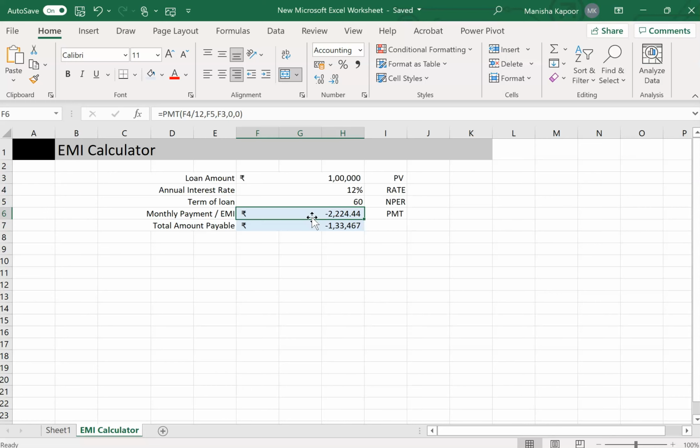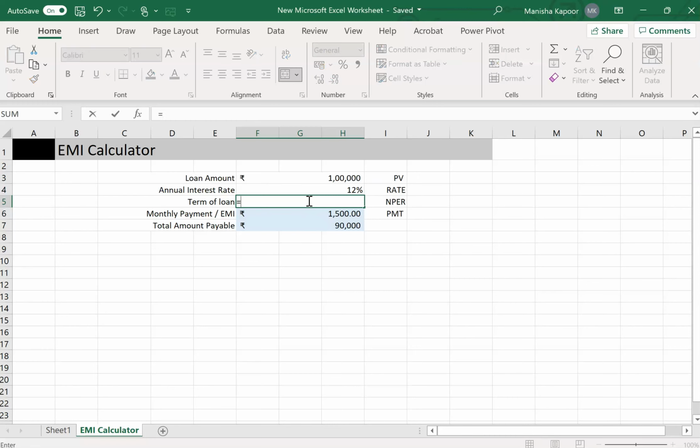It's going to be 1,500 instead of 2,000. So now what can we do? How do we find out what my number of periods will be? It's not going to be 60, it's going to be higher than that. So what is the formula for that? So the term of loan: say I have to pay this loan, 12% is the interest, and what's going to be the number of periods?